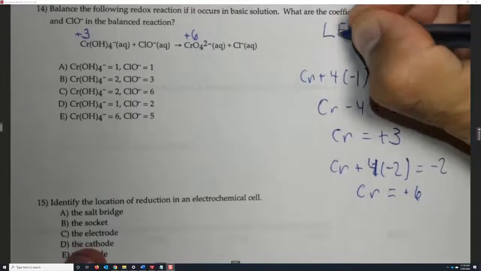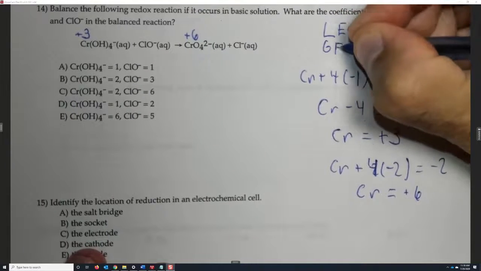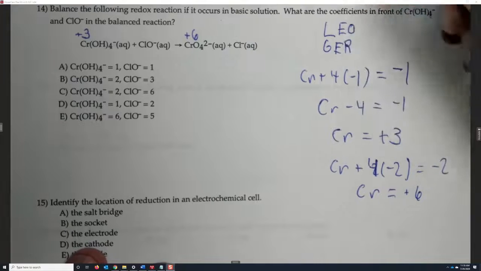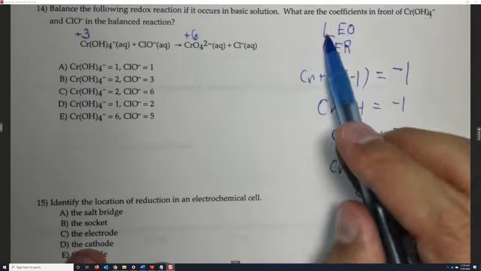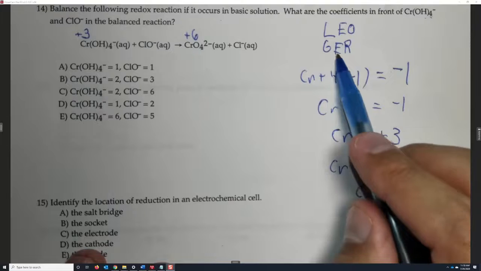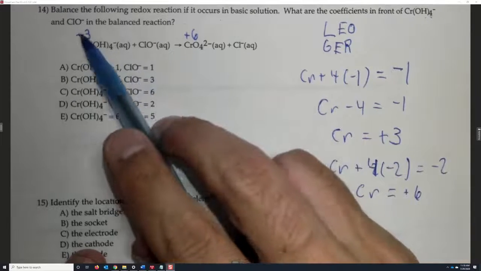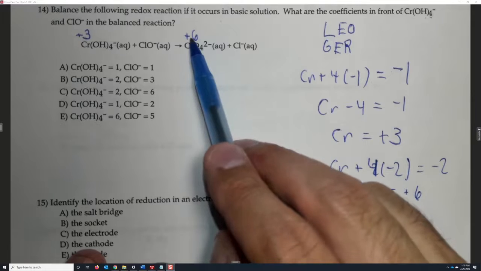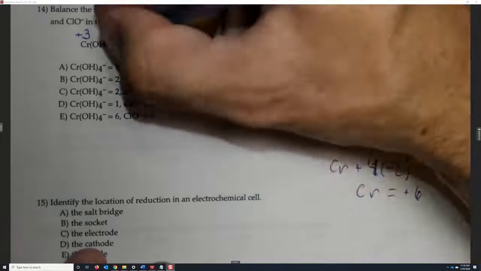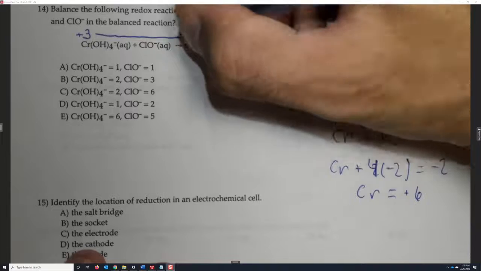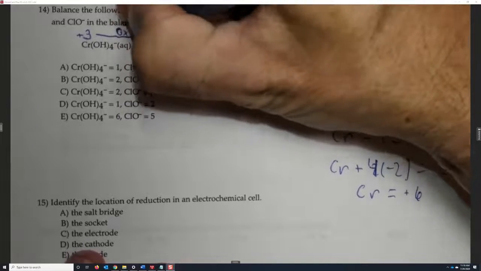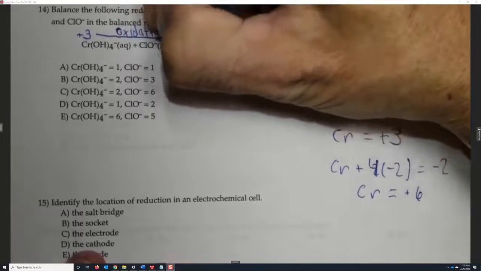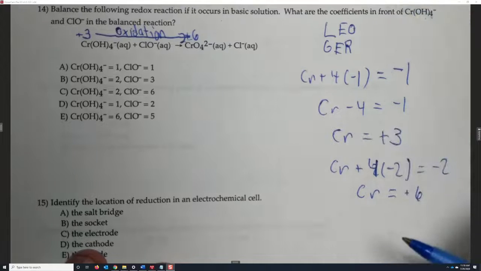Remember, Leo the lion says grr. So for Leo the lion says grr, losing electrons is oxidation, gaining electrons is reduction. Well, is this gaining or losing electrons? Plus 3 to plus 6 is losing electrons. It became more positive. So this is losing electrons. Said another way, this is oxidation. So now we figured out what's undergone oxidation.